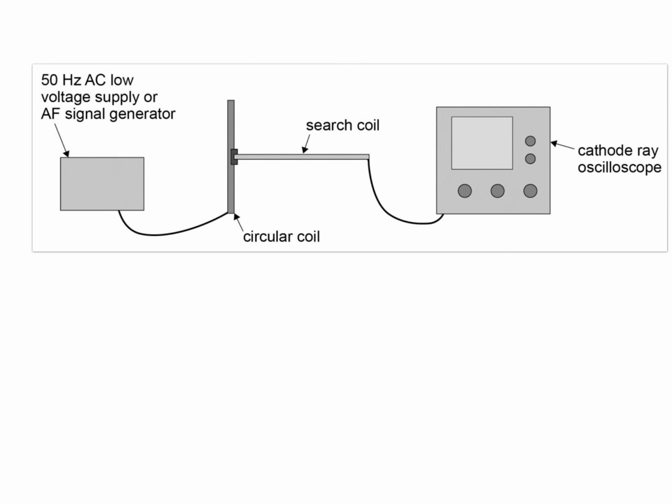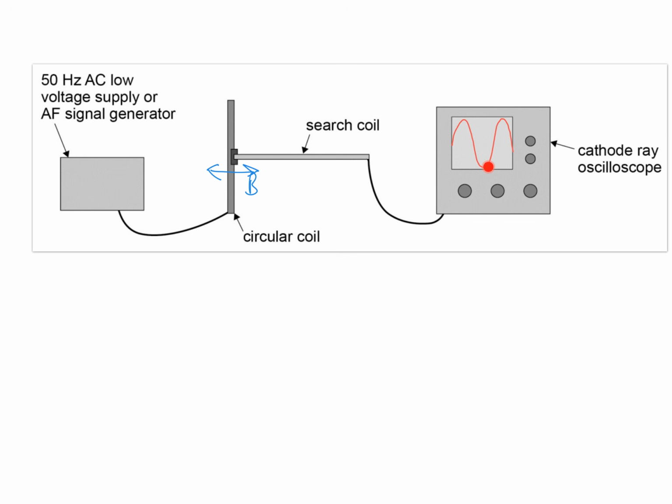So here is an alternating current low voltage supply, and that is driving a circular coil. So I have an alternating current inside my circular coil, which of course will be producing a magnetic field, and the magnetic field will be alternating back and forth. I have a search coil, which again is a coil of wire, and that's fed to an oscilloscope, which gives a printout, gives a signal looking like that.